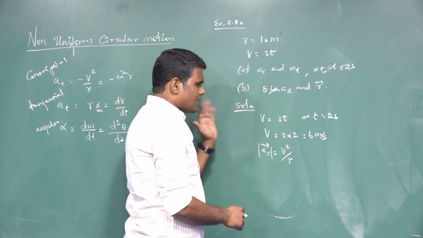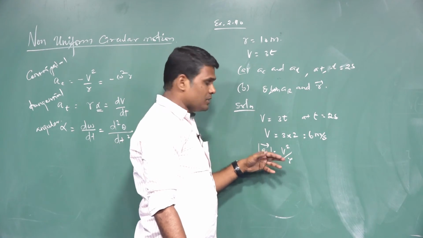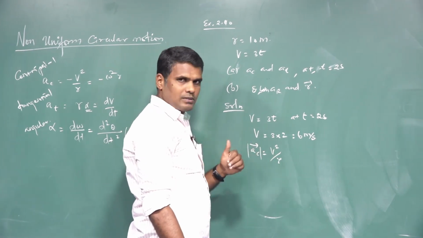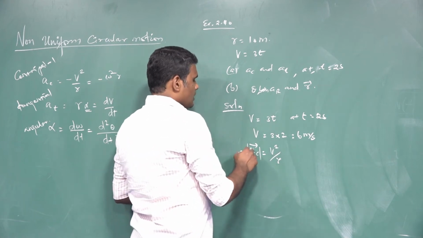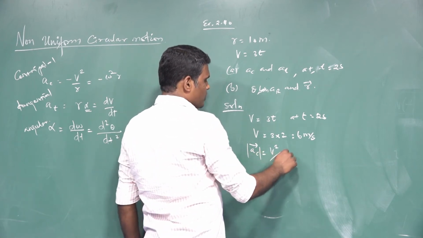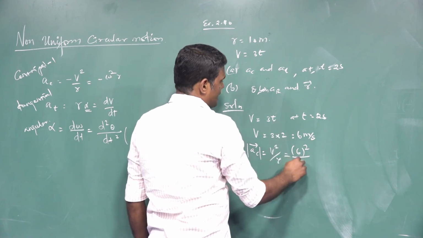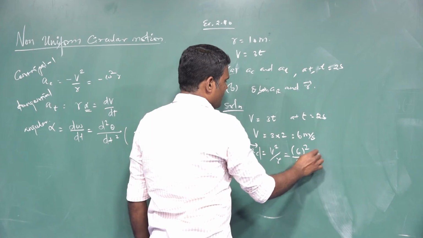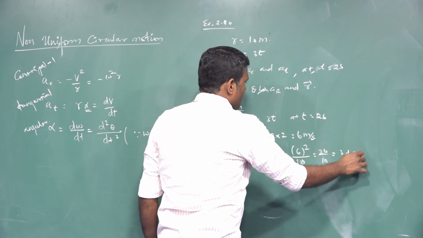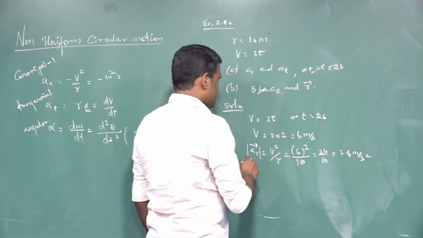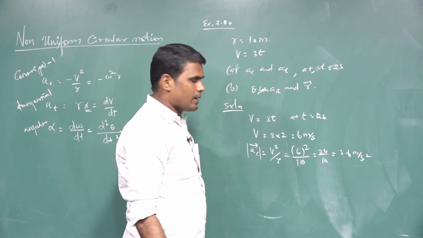This is the correct representation. Modulus of AC vector equals v square divided by r. This gives you the magnitude, v square divided by r. So modulus of AC vector is equal to v square by r. Then this is equal to 6 square divided by the radius, which is 10 meter. So 36 divided by 10, this is equal to 3.6 meter per second square. So centripetal acceleration is calculated, which is 3.6 meter per second square.